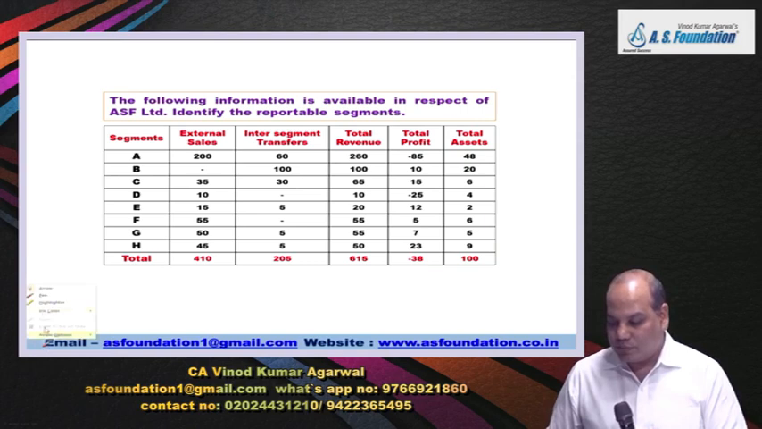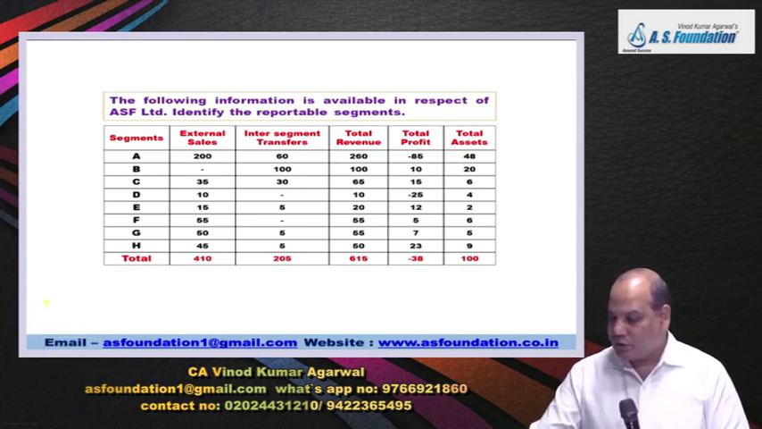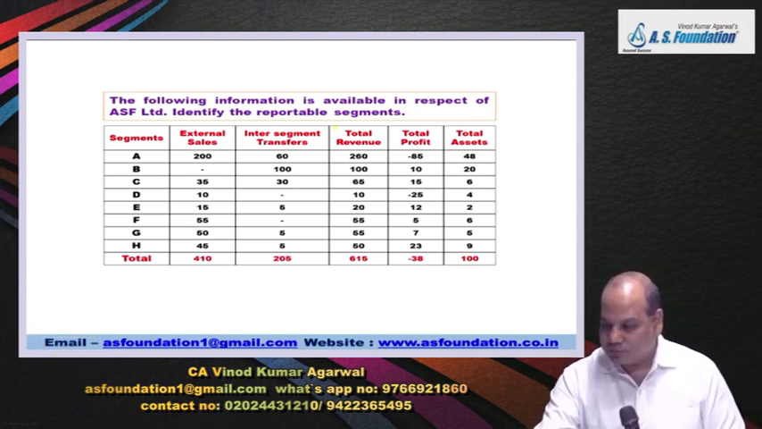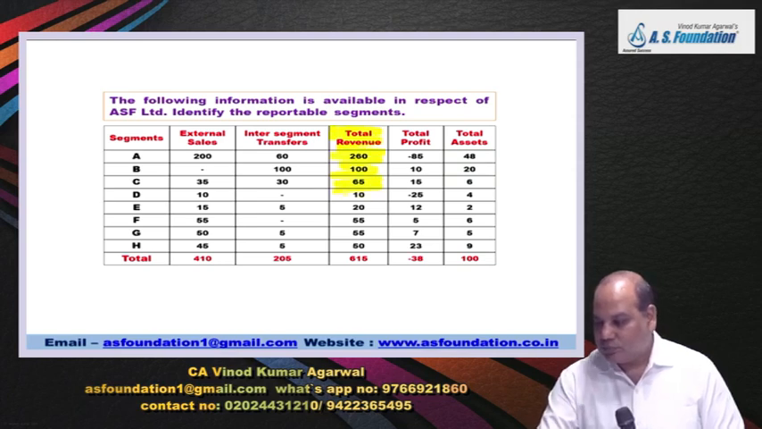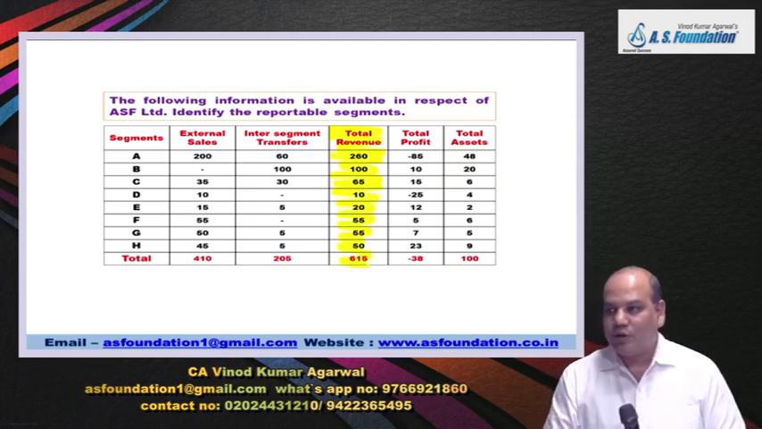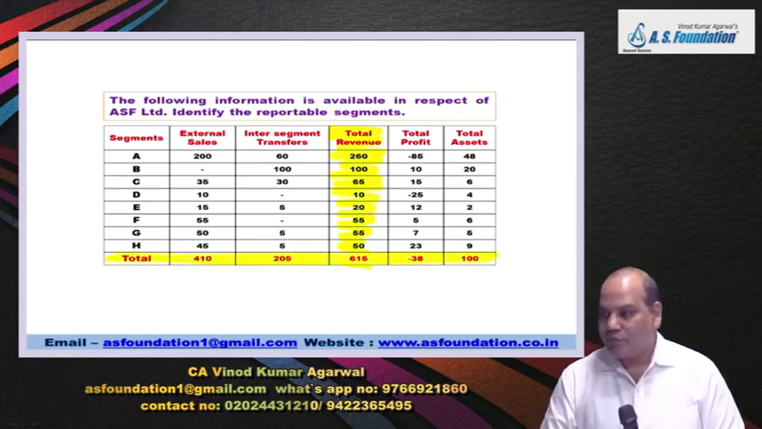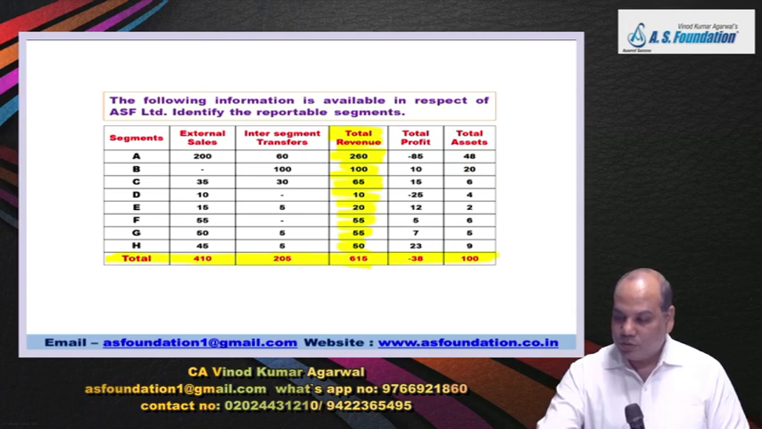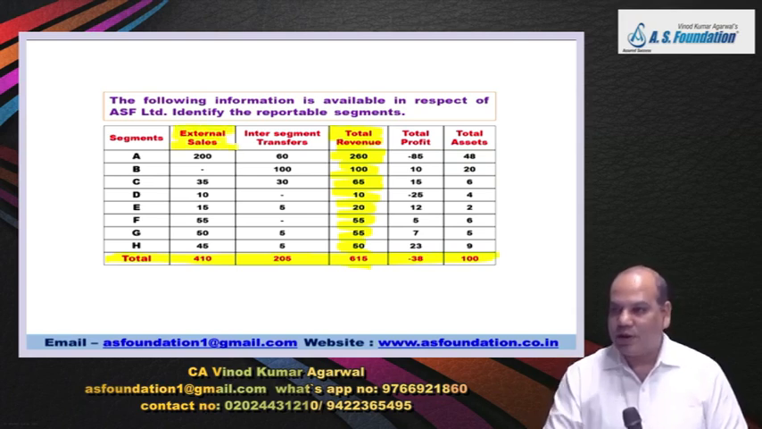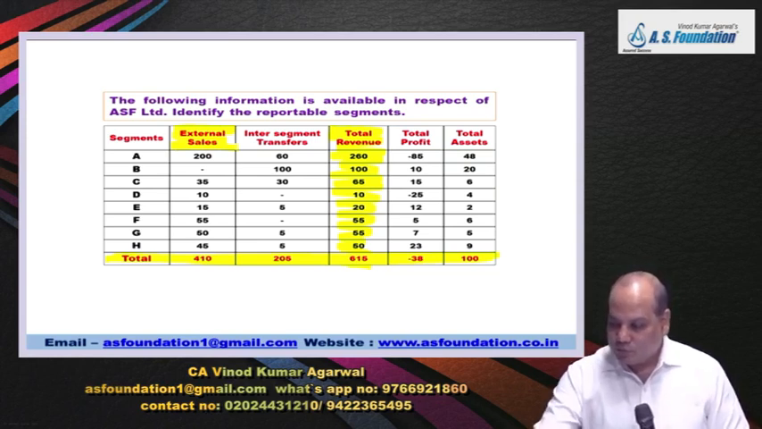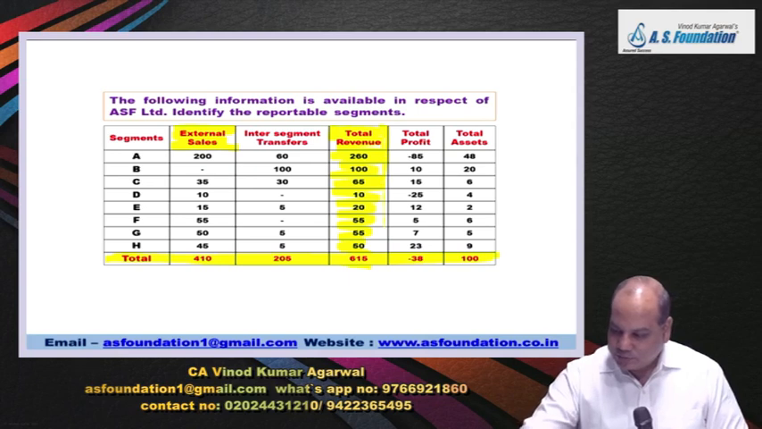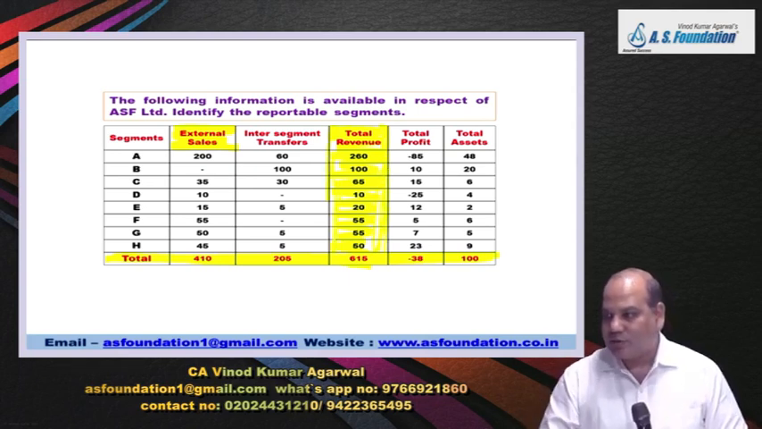Now for exam purpose, many times they don't give you this column. They don't give you this total line also. So what you will do, because I have seen many students taking this column as a basis for deciding the segment on the basis of revenue, which is wrong. You have to first calculate the total revenue including inter-segment transfer.